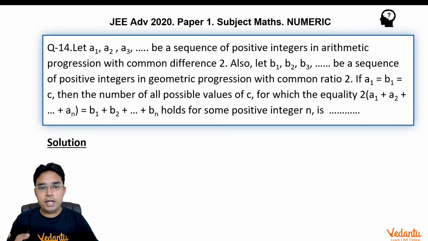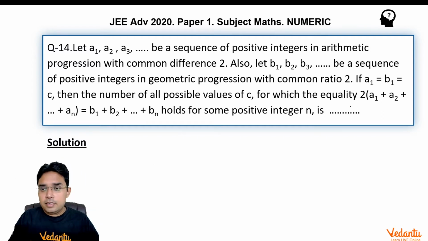Let a1, a2, a3 and so on be a sequence of positive integers in AP with common difference 2. Also let b1, b2, b3 and so on be a sequence of positive integers in GP with common ratio 2. If a1 equal to b1 equal to c, then the number of all possible values of c, for which the equality, on the left hand side they have given 2 times the sum of n terms of the AP, on the right hand side they have given the sum of n terms of the GP, holds for some positive integer n, is. Let us see how to solve this question.